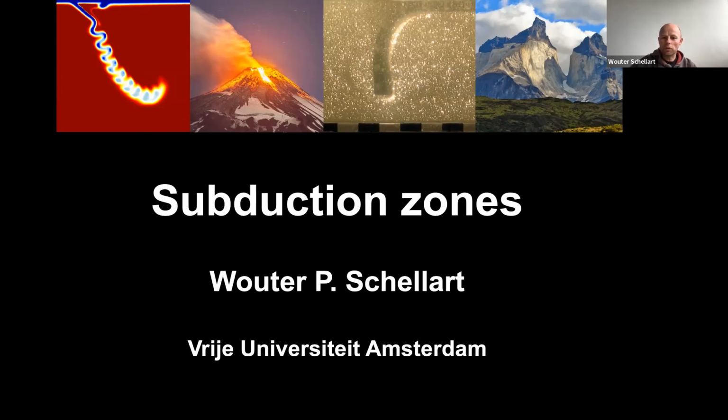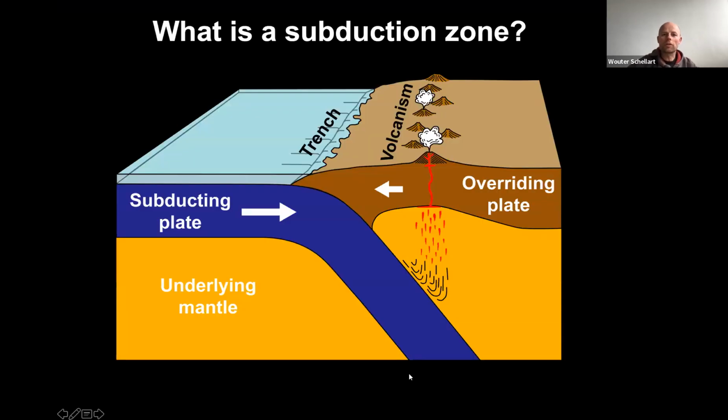I'm assuming that most of you will know what a subduction zone is, but very schematically and quickly, subduction zones are one of the two types of convergent plate boundaries. We have an overriding plate, which can be oceanic or continental, and a downgoing plate, which is oceanic. The downgoing plate sinks into the mantle at the trench. The trench is the plate boundary between the overriding and subducting plate. As it subducts, it generally also forms a magmatic arc in the overriding plate. The part of the subducting plate that is already in the mantle is generally referred to as the slab, the subducted slab.